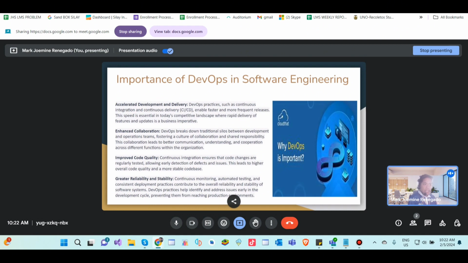So next, enhanced collaboration. DevOps breaks down traditional silos between development and operations teams.